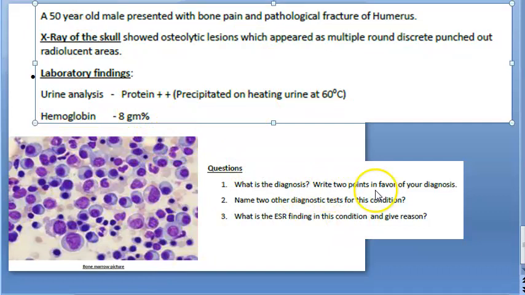What is the diagnosis? Write 2 points in your favor. Name other diagnostic tests for this condition. What is the ESR finding in this condition and give the reason. So let us look at this. Our guess is it is multiple myeloma.